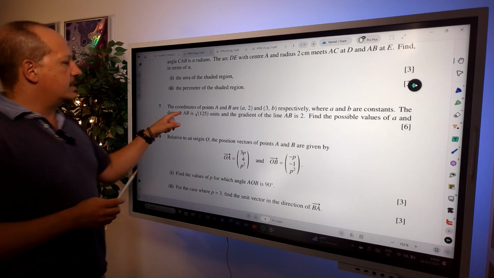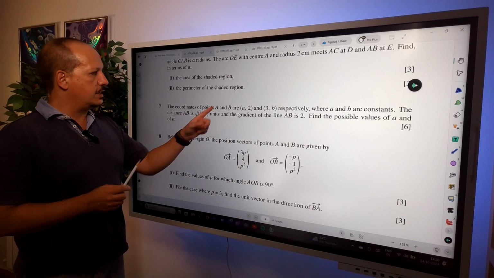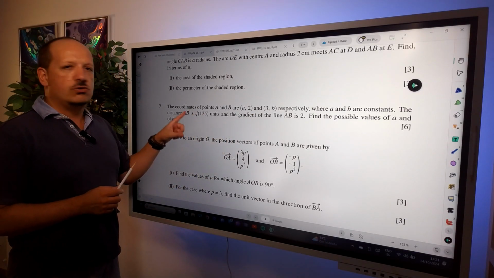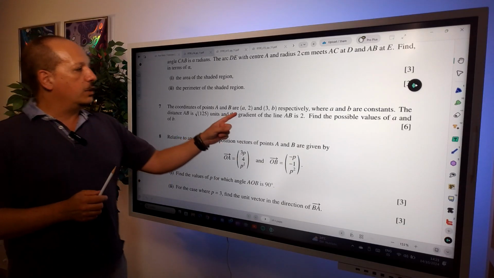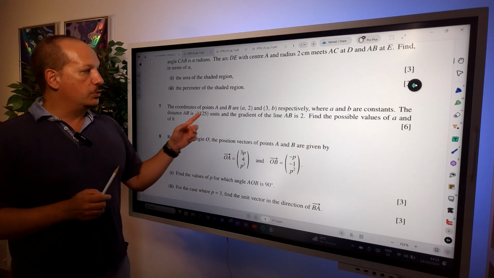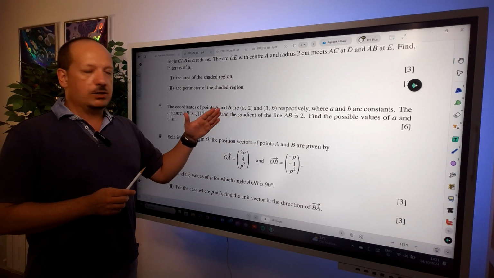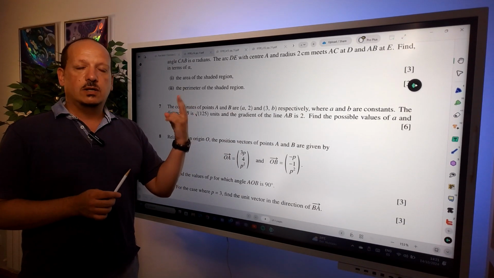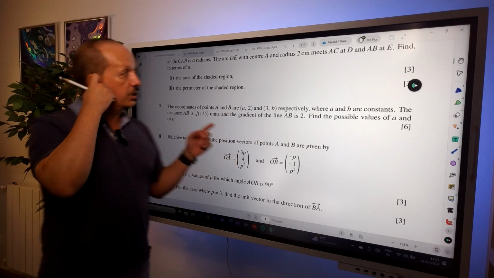You are given the distance AB. So if you use the formula for the distance between 2 points, plugging in these values and equaling it to square root of 125, you have one of the equations. And the other one is the gradient. You are also given the gradient. So if you use the formula for the gradient of a line given by 2 points and equal it to 2, you'll have the second equation. Do simultaneous equations, and you will be able to answer the question. Let's see.